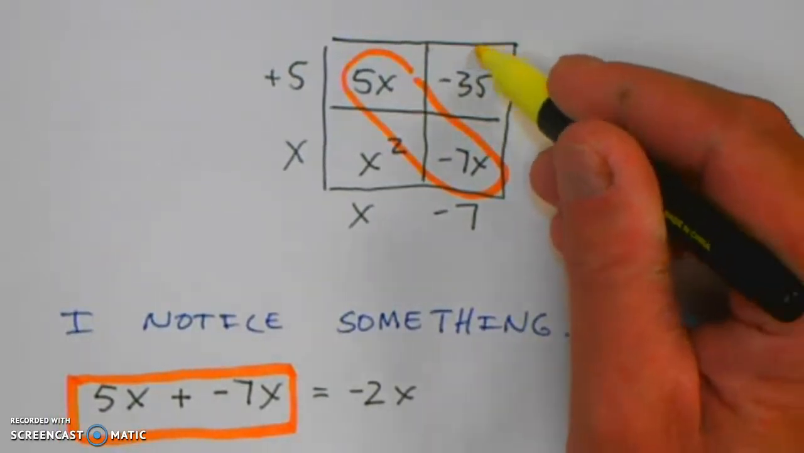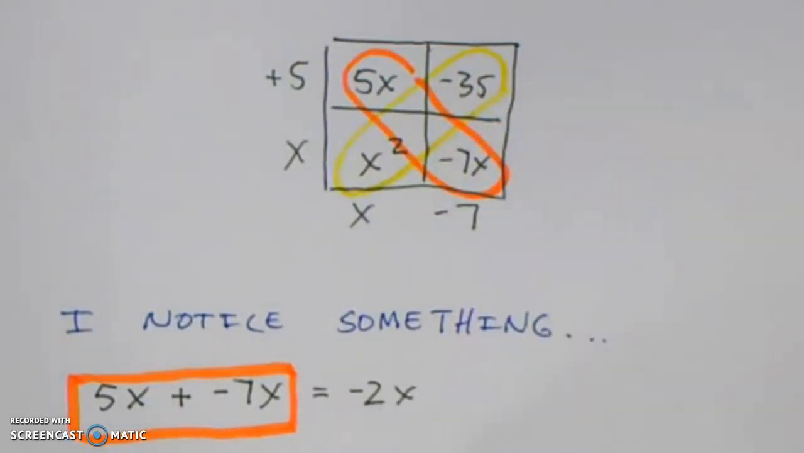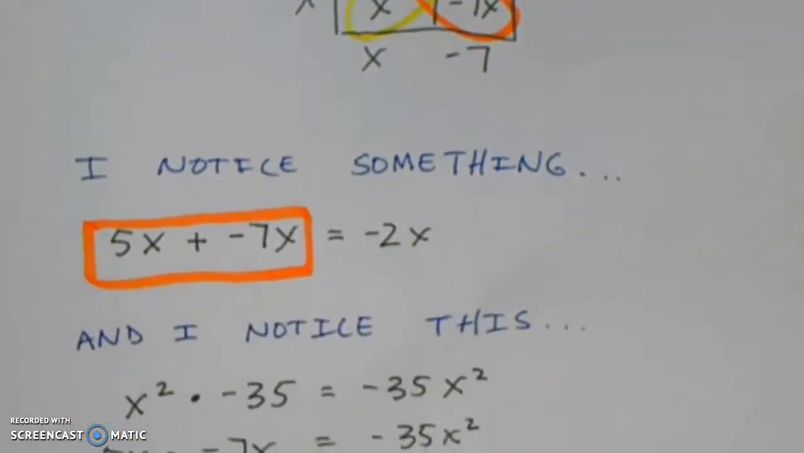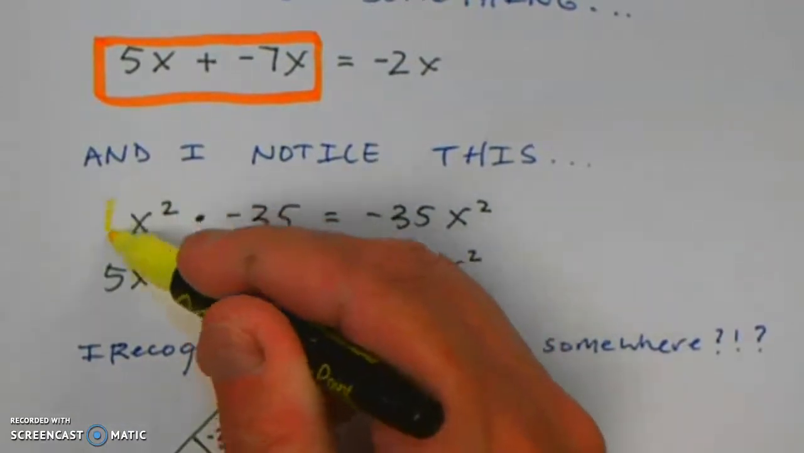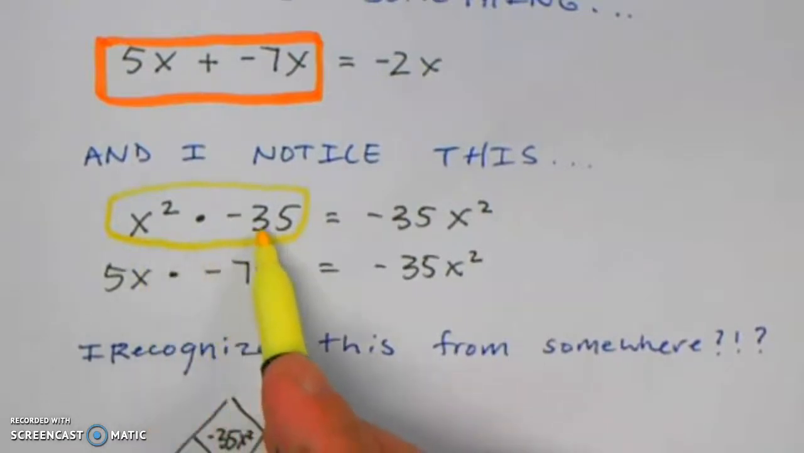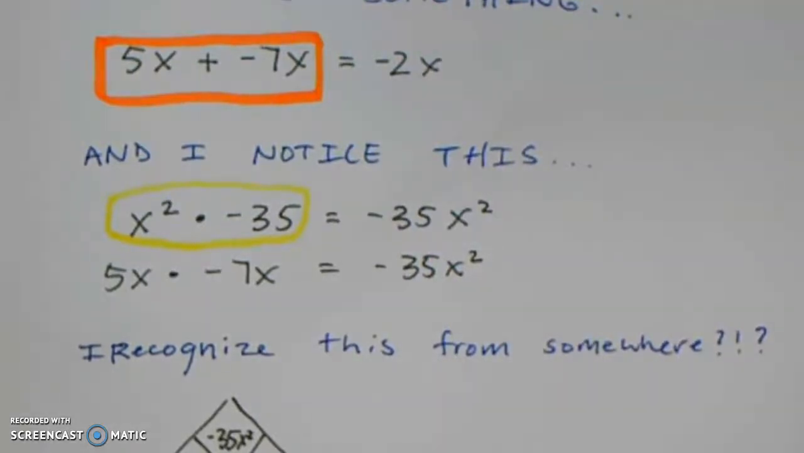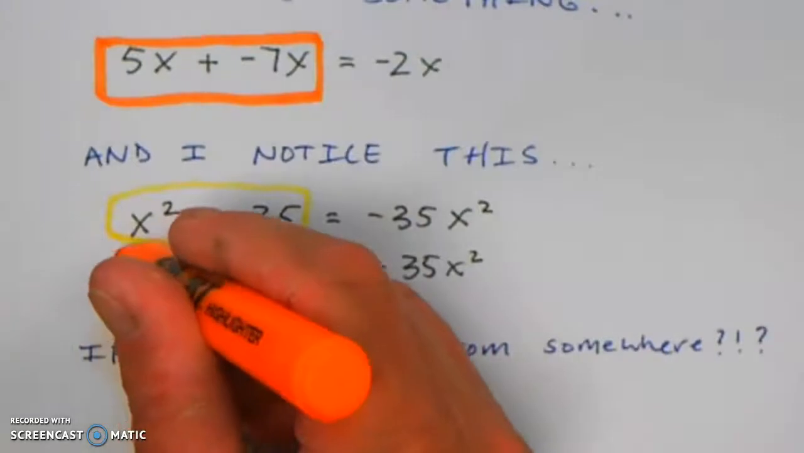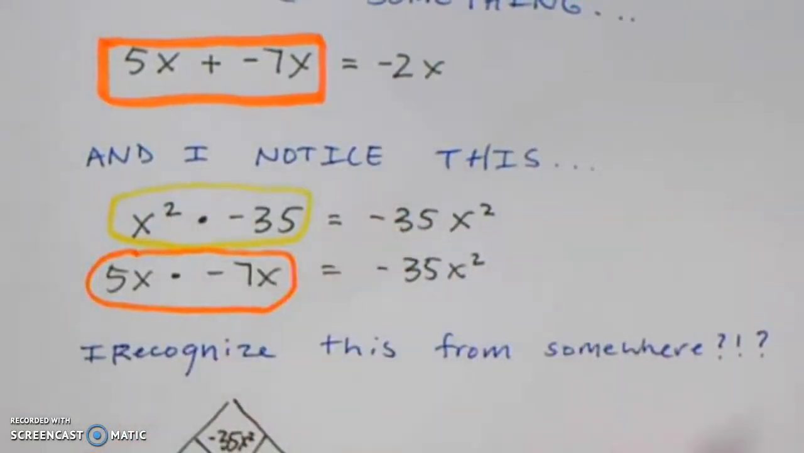Now, I also noticed something else going on. I looked at this other diagonal, the one I circled in yellow, and I noticed something that kind of looks like this. I noticed that if I multiply those two things together, I get negative 35x squared. Whoa. Look at this. 5x times negative 7x. Again, I'm not making these things up.